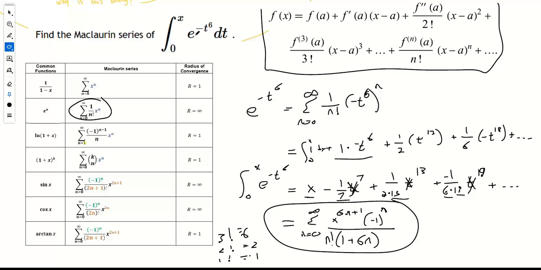Okay, so the first step was e to the negative t to the 6th power. That's close enough to a known Maclaurin series where you could just plug it in. Then we expanded this term by term, and then integrated term by term to get what they were looking for. They wanted the integral of that series. So that's this down here.